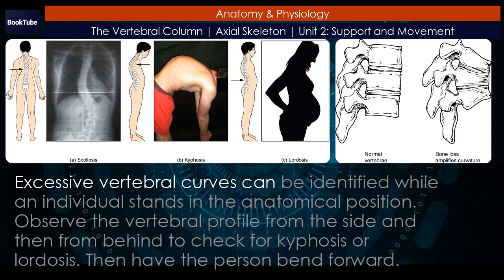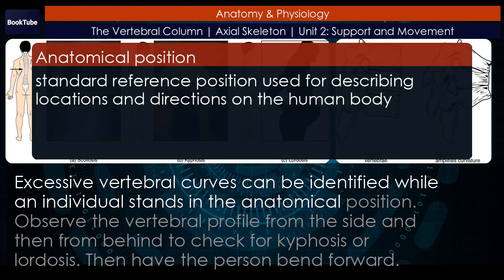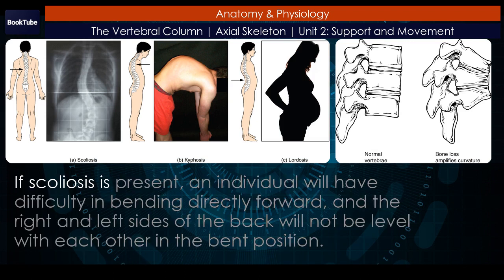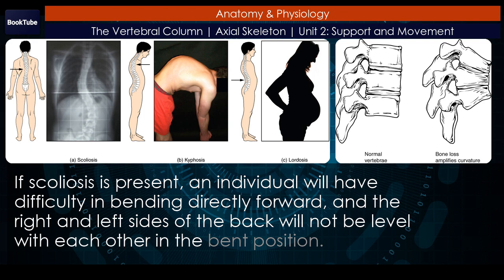Excessive vertebral curves can be identified while an individual stands in the anatomical position. Observe the vertebral profile from the side and then from behind to check for kyphosis or lordosis. Then have the person bend forward. If scoliosis is present, an individual will have difficulty in bending directly forward, and the right and left sides of the back will not be level with each other in the bent position.